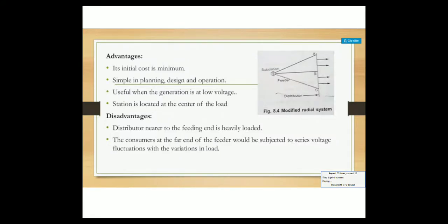Here there are certain advantages: the cost is minimum, and it is very easy to design. But mainly there are disadvantages of a radial distribution system. The distributor which is nearer to the feeding end is heavily loaded, and this is the main thing.